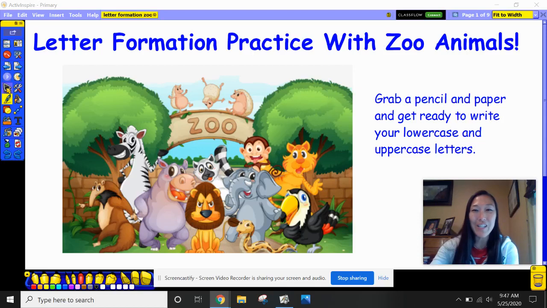Hi, boys and girls. Today for Foundations, we're going to practice our letter formation. We're going to practice both the uppercase and lowercase of each letter. Because we're going on our zoo field trip next week, let's look at some animals and write the letter of the first sound of the animal. So grab a paper and pencil, and if you have paper with Foundations lines on it, great. If not, just do your best to try and follow along. All right, so here we go.